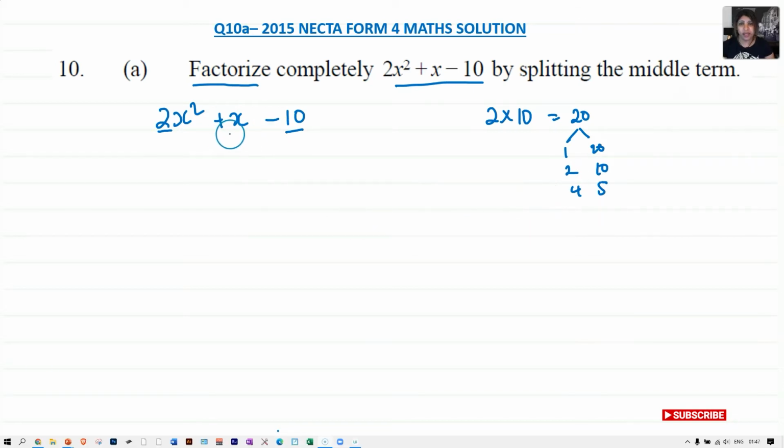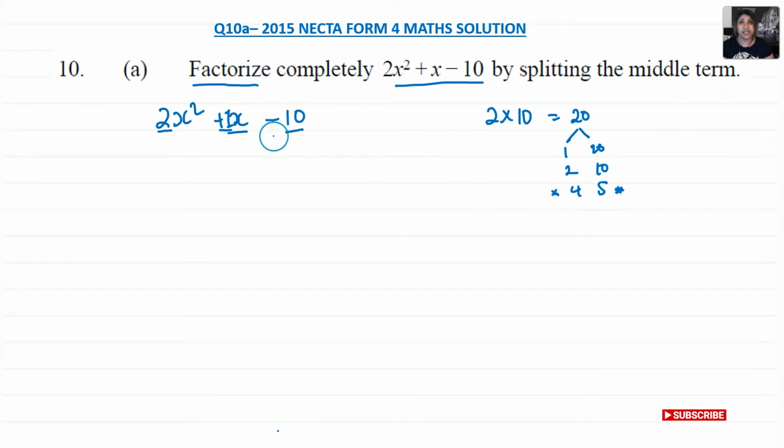Then we look at what is next to the variable x. What number is there? It's not 0, there is 1. So we look at the factors of 20 and see which ones will give us plus 1, because that's what we have. 1 and 20 cannot give us plus 1, 2 and 10 cannot, but 4 and 5 can. If we do 5 take away 4, we get a positive 1. So these are the numbers we're going to use, 4 and 5.